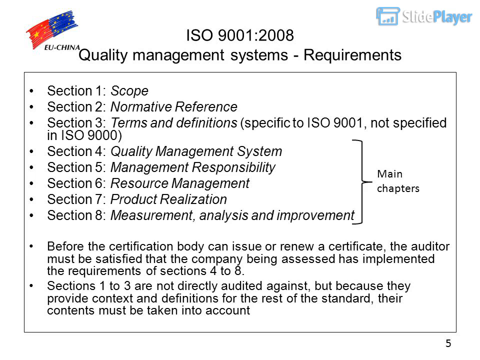Before the certification body can issue or renew a certificate, the auditor must be satisfied that the company being assessed has implemented the requirements of Sections 4 to 8. Sections 1 to 3 are not directly audited against, but because they provide context and definitions for the rest of the standard, their contents must be taken into account. Main chapters.